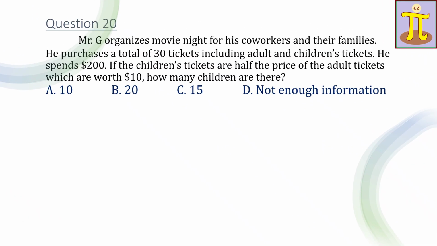Question number 20. Mr. G organized movie night for his co-workers and their families. He purchases a total of 30 tickets, including adults and children's tickets. He spends $200. If the children tickets are half the price of the adult ticket, which are worth $10, how many children are there?